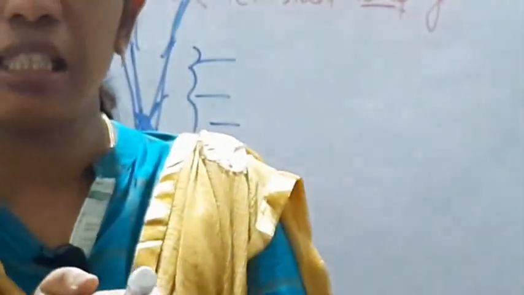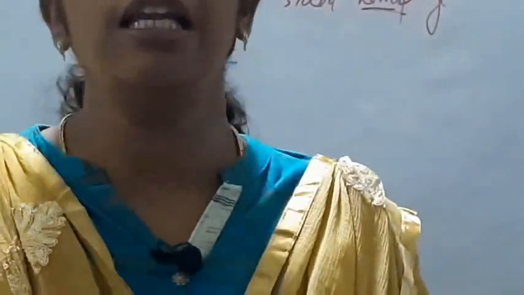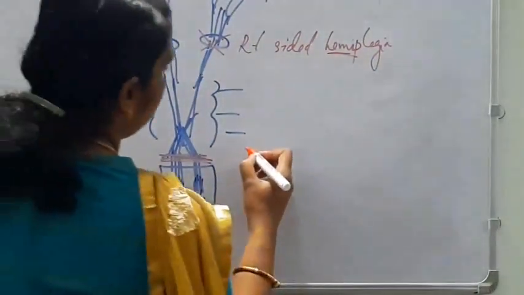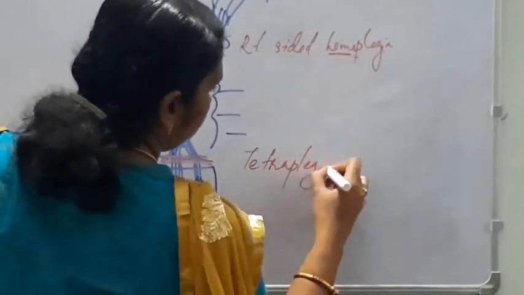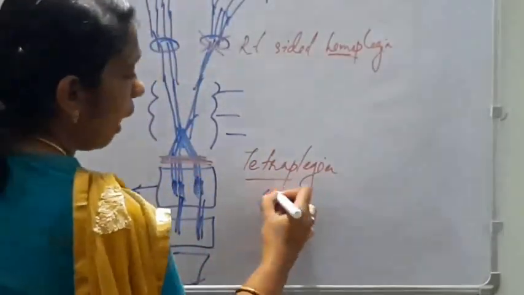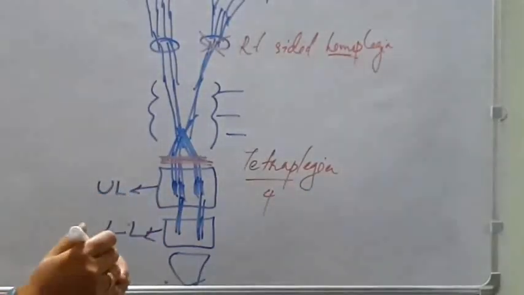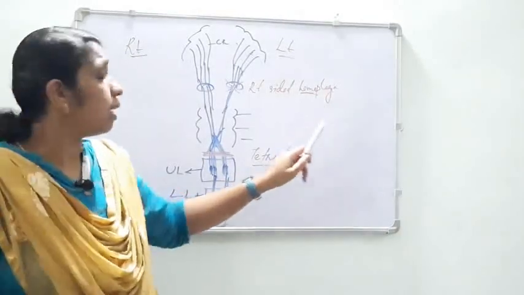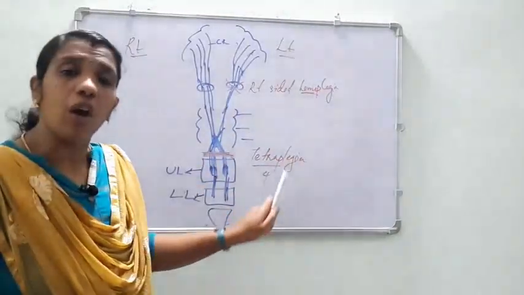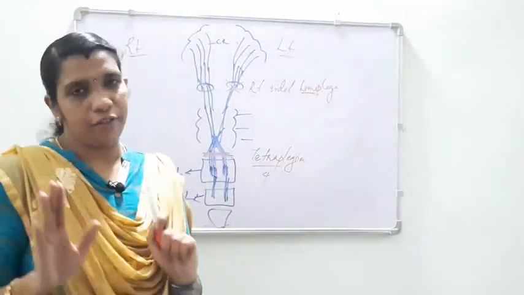Just below the medulla after crossing, if the lesion is there, then what happens? All the limbs will be affected. That is tetraplegia. Tetra means four. Tetraplegia. Plegia means paralysis. Then tetra means four. All the four limbs will be affected.